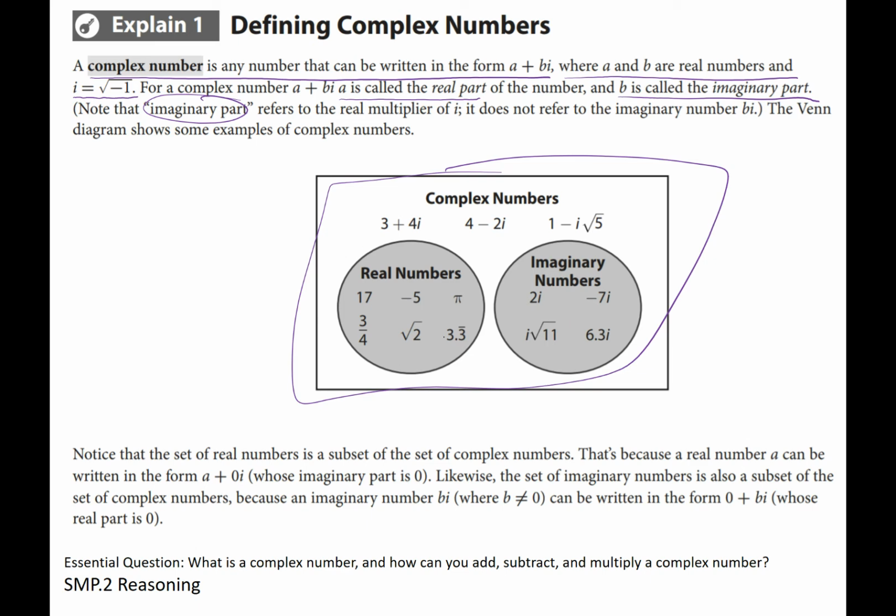If it fits in just the real part, we consider it a real number. And if it fits just in the imaginary part, it's an imaginary number. So we could say that it's an imaginary number and a complex number, or a real number and a complex number, or just a complex number.